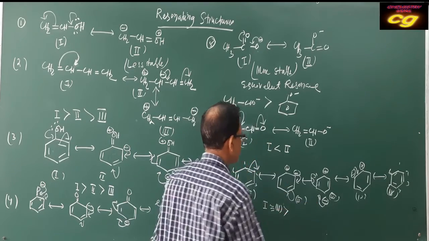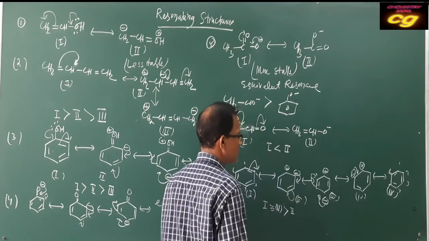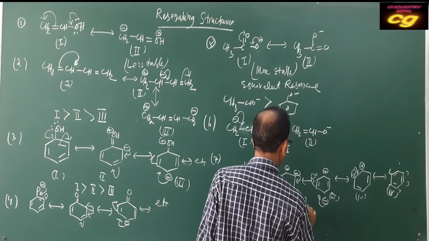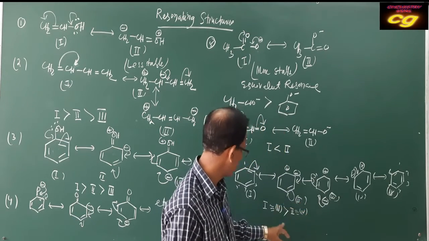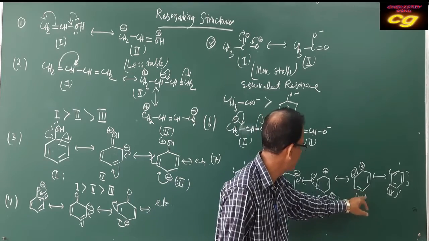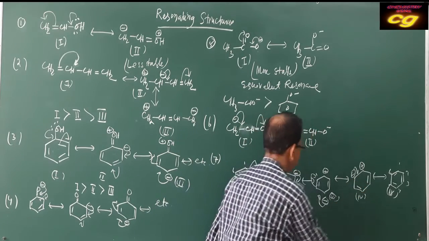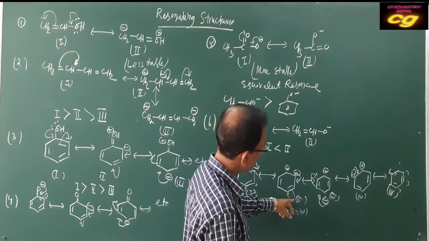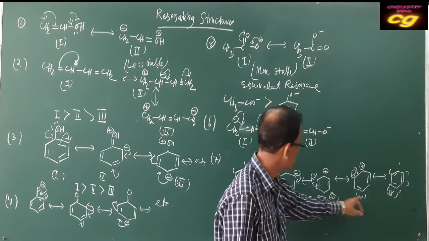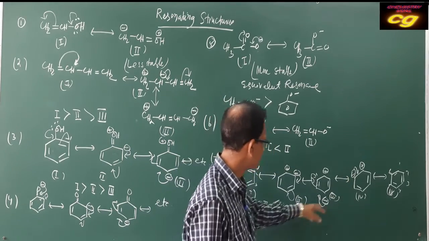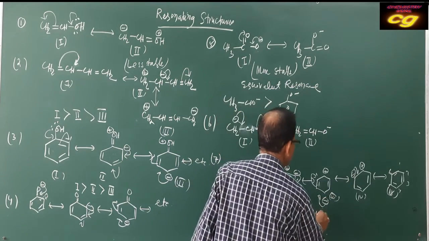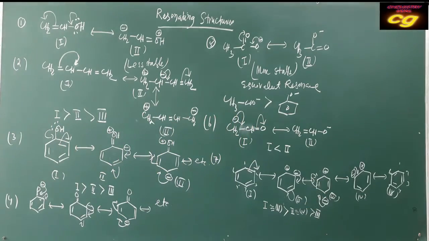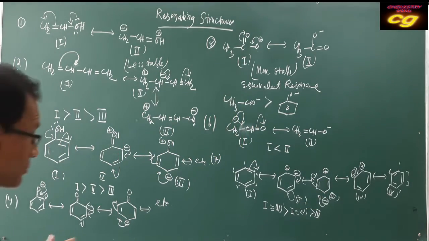The next one is structure 2. Structure 2 is equivalent to which one? Structure 4. Structure 1, structure 2 and 4 almost equivalent. Then structure second and structure fourth are equivalent, and structure third is least stable, because charge separation is more. So this is regarding some regions, different types of resonance and also stability.